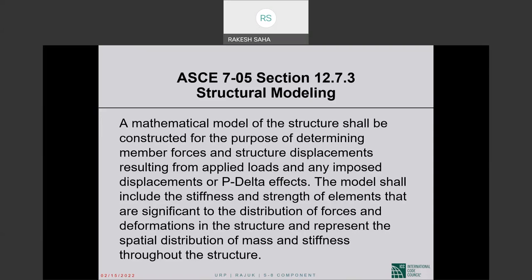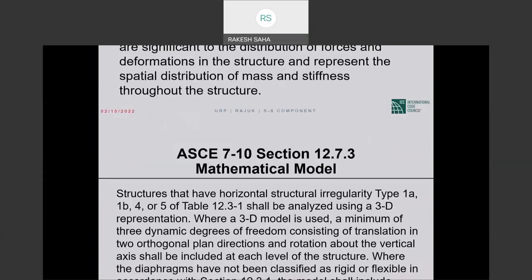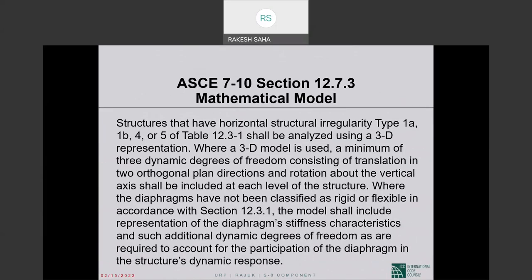It can be a non-structural element, you still have to model it, and represent the spatial distribution of mass and stiffness throughout the structure. So if you have a swimming pool at the top of your structure, you better have a big mass to represent the swimming pool. Okay, the spatial distribution of mass and stiffness must be represented in this mathematical model.